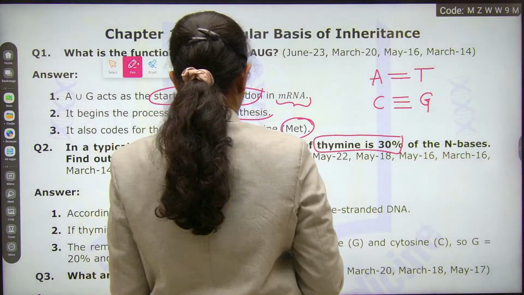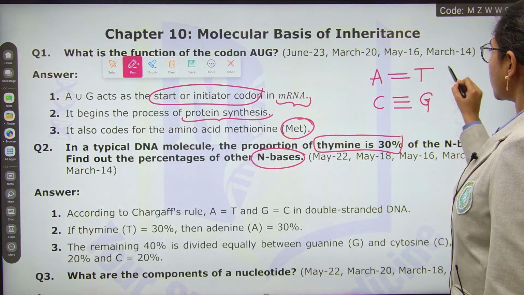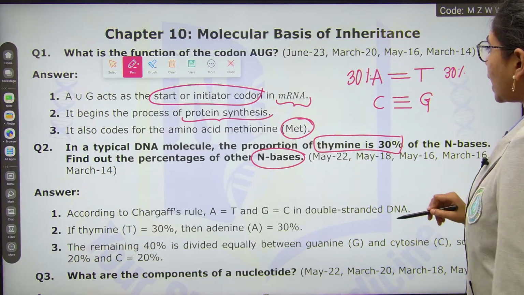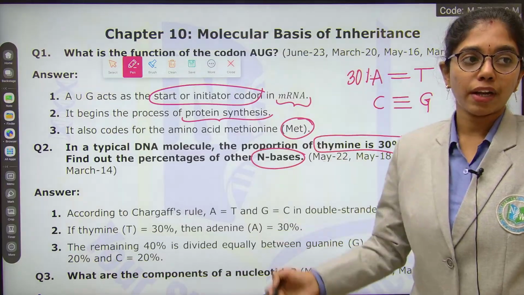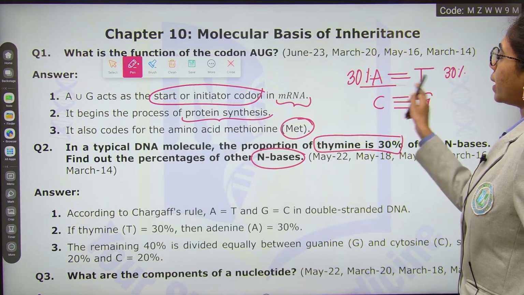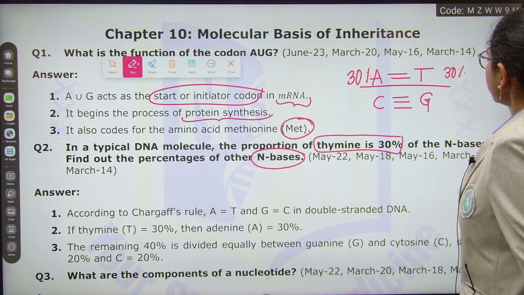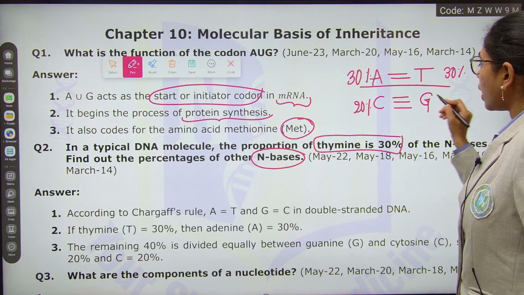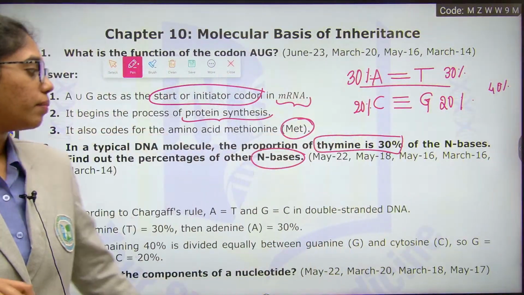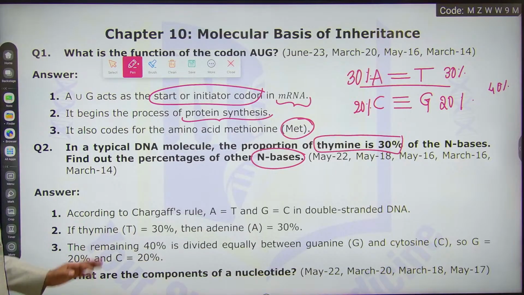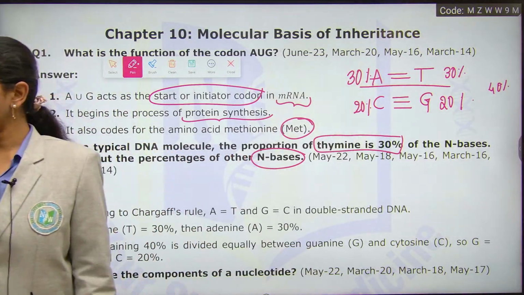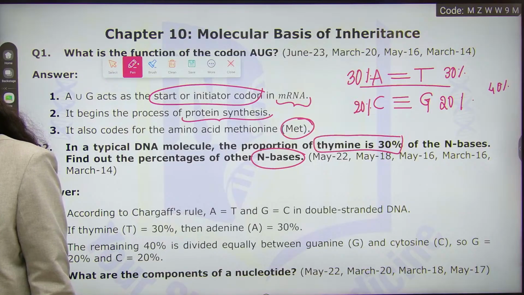First, thymine is 30%, which means adenine also will be 30%. If you assume 100% of nitrogen bases in a double stranded DNA, 60% itself is occupied by adenine and thymine. From the rest 40%, cytosine will be 20% and guanine will be 20%. Understood everyone? Any doubt anywhere? Is this clear till here? Yeah. So in that way you can solve this question. This type of questions are also being asked in your MCET and NEET.